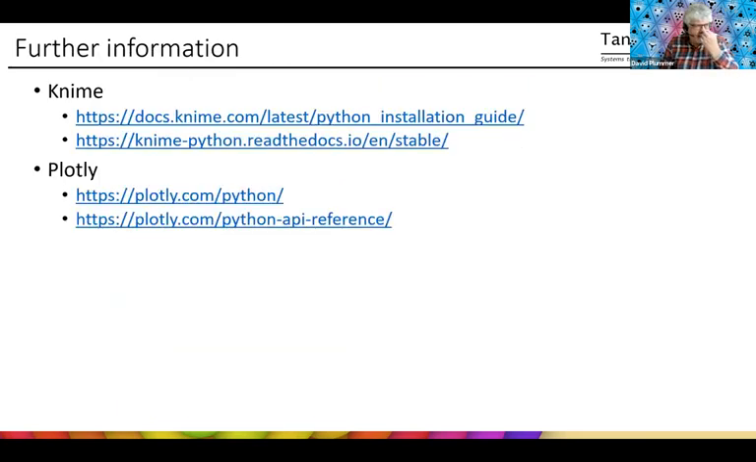In terms of further information, there's the KNIME documentation, which is on Python installation guides, and there's useful information on the KNIME API, which is a little bit more detailed. In terms of Plotly, there's the Plotly Python website, which provides plenty of examples and shows you how to plot different charts. And there's also the Python API reference, which is very useful when looking for specific attributes in the dictionaries that need to be updated to produce specific outputs.